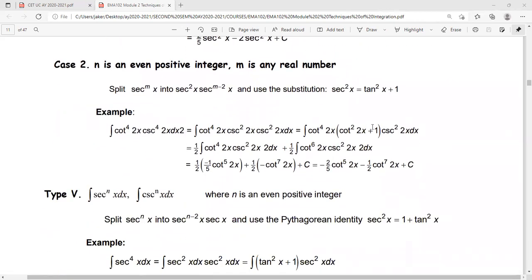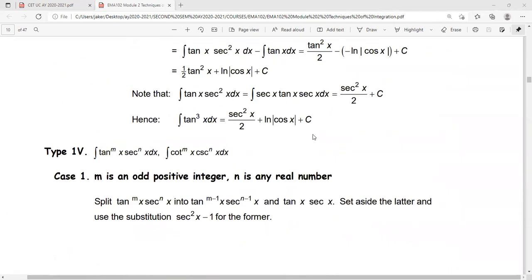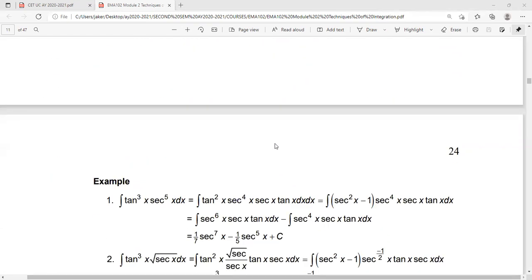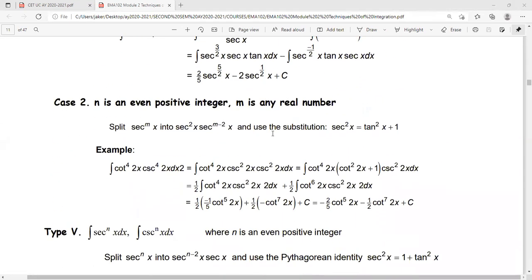Now, case 2. N is an even positive integer. N is the exponent of the secant and the cosecant. So it's even, positive. And this time, it's the m, which is a real number. What do we do? Use the trigonometric substitution, secant squared of x equals tangent squared of x plus 1, and you split your secant of x raised to m. This is very important because this is a new technique.